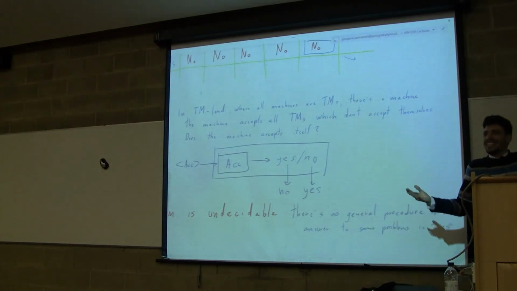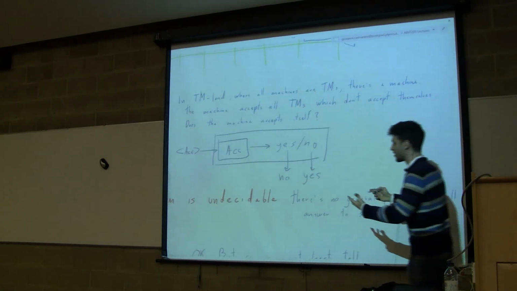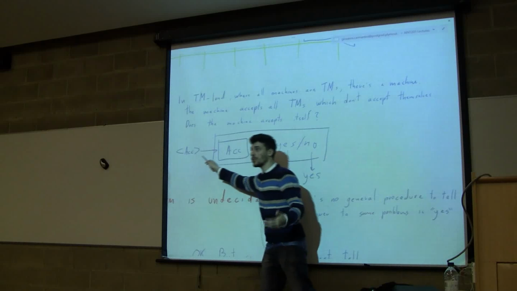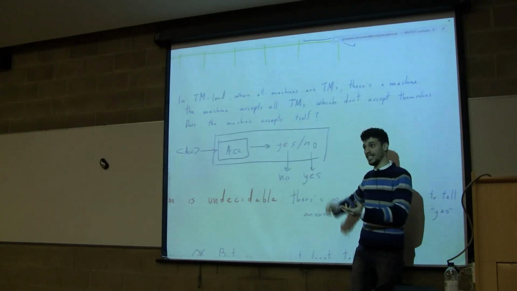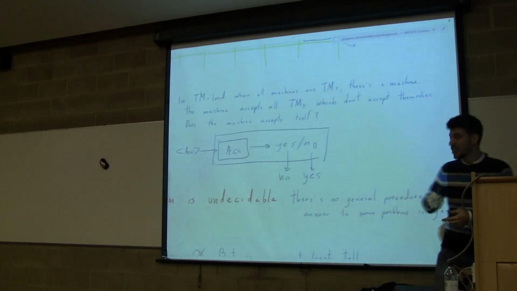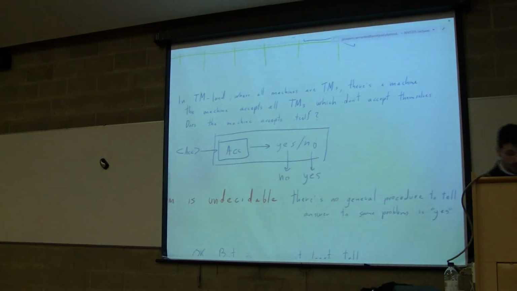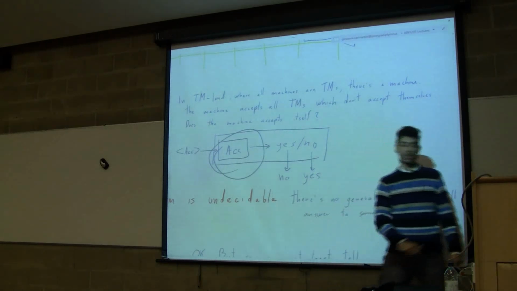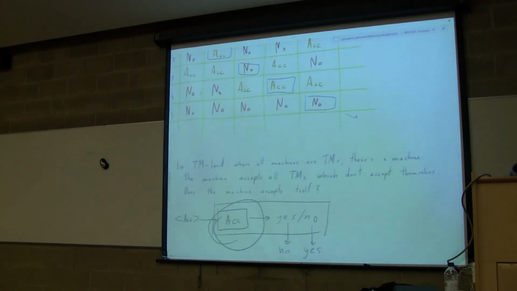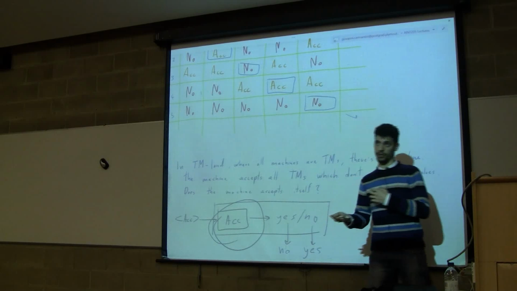It just explodes. It doesn't give you anything. I mean, it's impossible. It's a paradox. Because if it accepts its own description, it should reject. If it doesn't, it should accept. You see, it's the same paradox as the barber paradox. So this machine cannot exist. But if this machine cannot exist, then this machine cannot exist. So I cannot build a machine which tells me if a machine accepts itself or not.